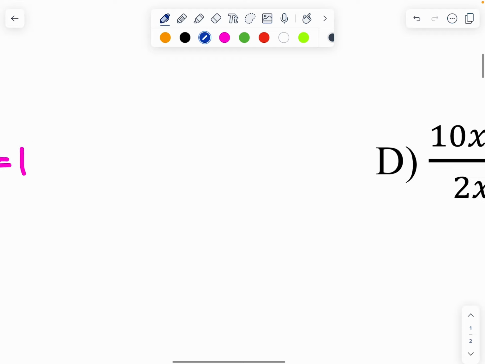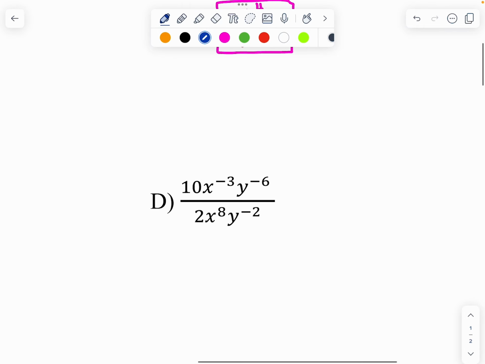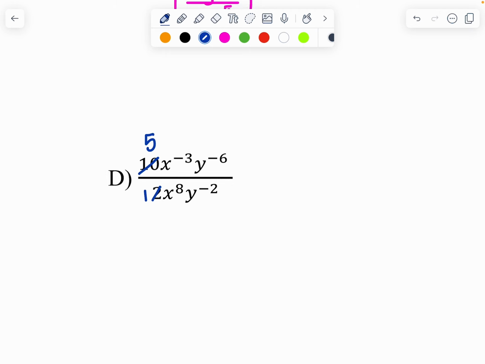All right, last but not least, we have another fraction which looks similar to the one above. It's division. I'm going to do the coefficients first. 2 goes in here once, 2 goes in here 5 times. This time I see negative exponents, and you're not allowed to have negative exponents. So here's an equivalency that you should know. X to the negative a power is equivalent to 1 over x to the positive a power.